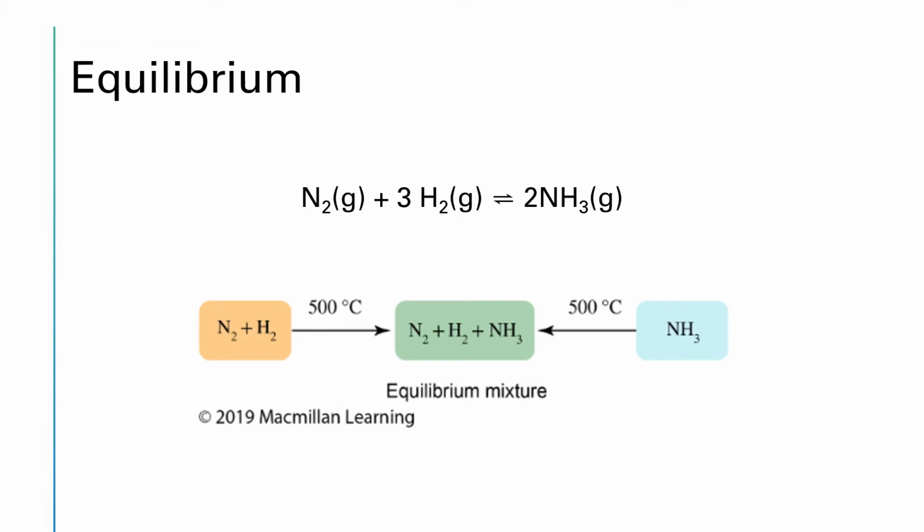Another way that equilibrium gets described is that this reaction continually goes in both the forward direction and the reverse direction, and you'll notice the arrow that's used in this reaction is a double-headed arrow. It's right here, and that double-headed arrow is trying to indicate that this reaction is continually going in both the forward direction and the reverse direction. What I mean by going in the reverse direction is that molecules of ammonia decompose to give us nitrogen and hydrogen.